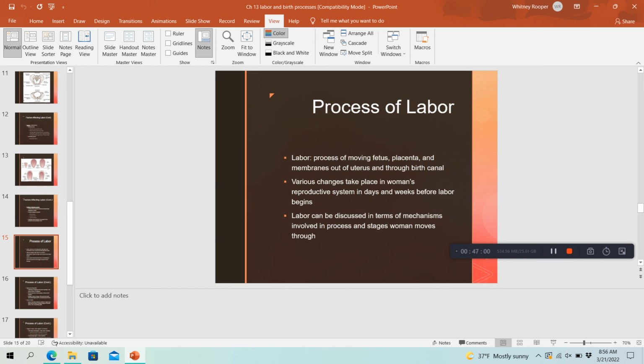So various changes take place in a woman's body that occur days and weeks before labor begins. Way before labor starts, there are things happening in a woman's body that are preparing her for labor. That's why, when we talk about preterm labor in a separate chapter, we can start to see those signs early. If a patient's very early, like maybe 28 weeks or something, you start seeing some of those signs, and that is concerning about the possibility of preterm labor. So what are the signs that labor is going to happen?